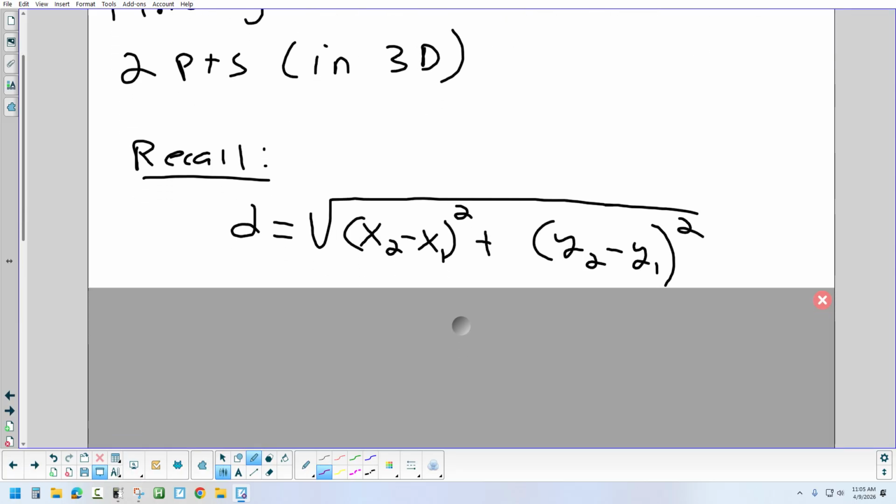Okay, so distance formula in 2D, you find the difference between your x values, you square it. Distance between the y values, square it, add them up and take the square root. Now, the distance formula is really what formula? It's not its own formula. It's just a formula we already know by another name. Julia?